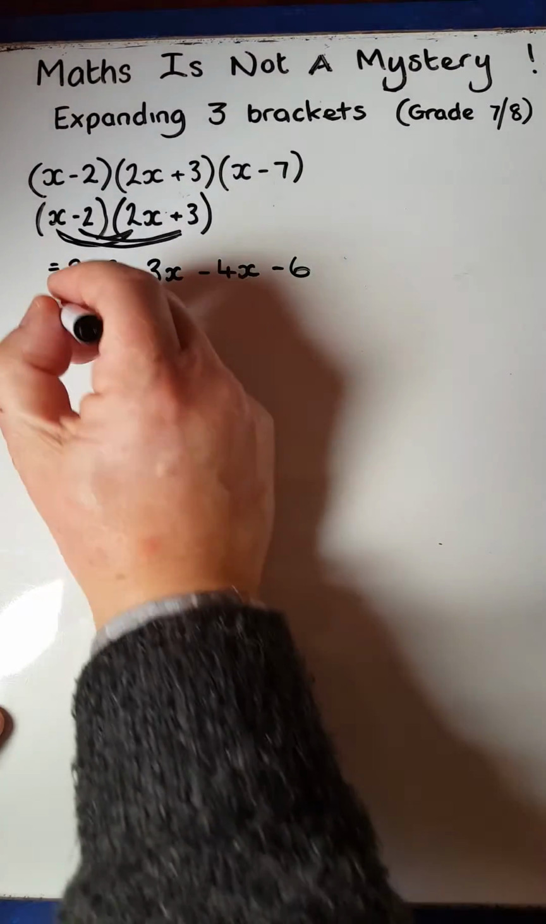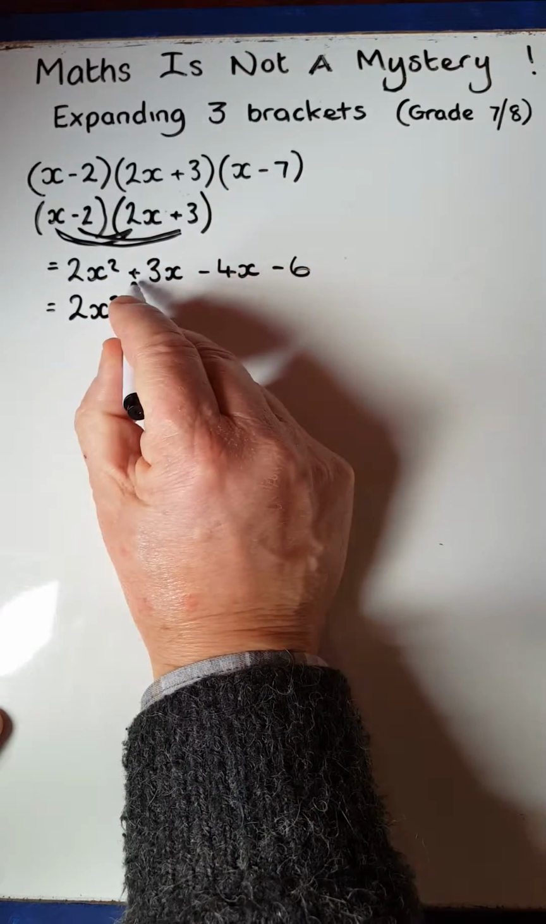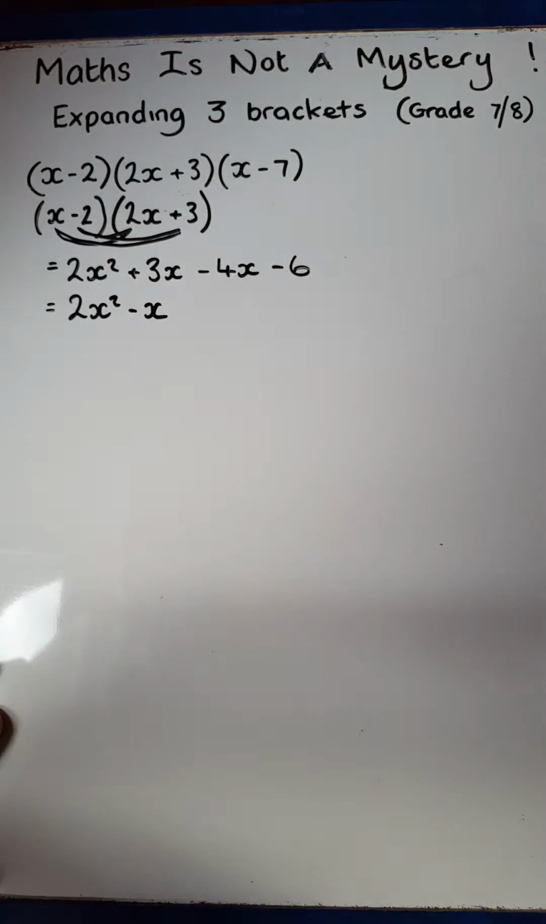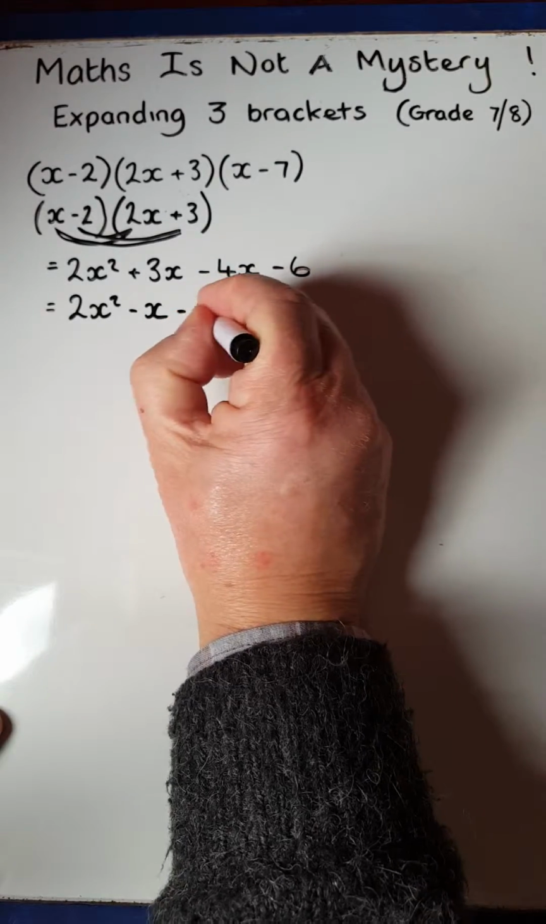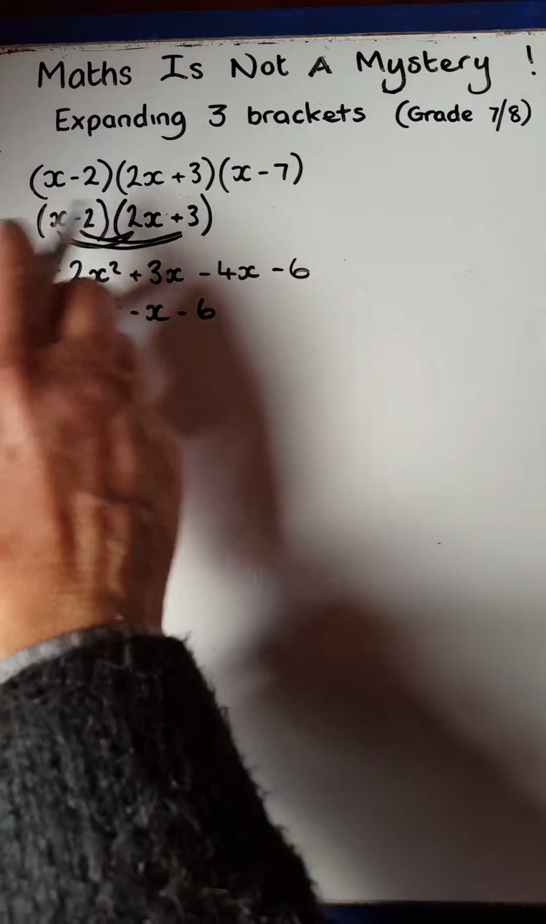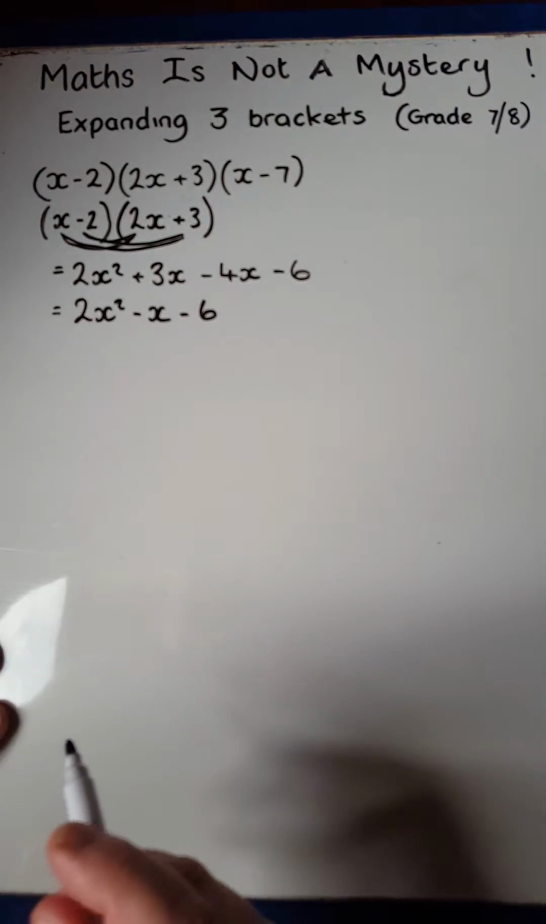Now, of course, we collect the like terms together, don't we? We've got 2x squared, then we've got 3x minus 4x. That leaves you with minus 1x. And then we've got minus 6. That's the end of that first section. If you were just expanding those 2 brackets, you've finished the question now. But we've got this extra section on here.